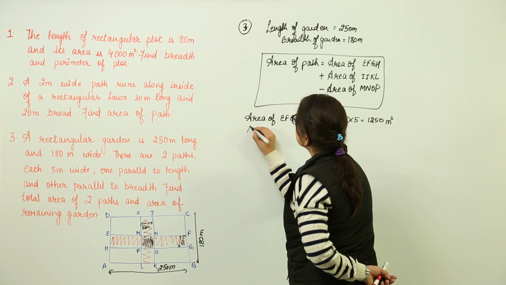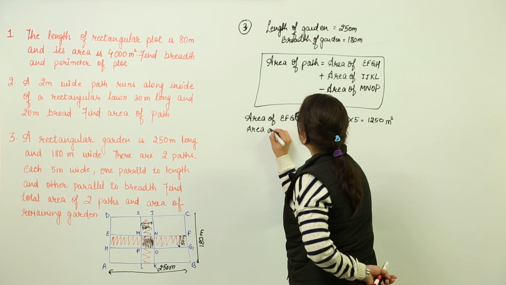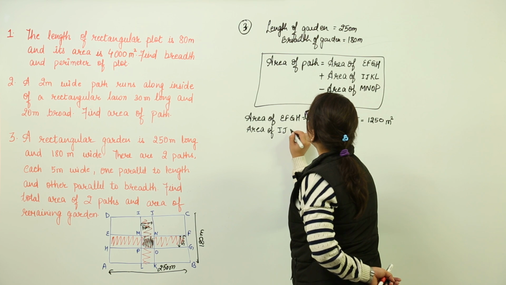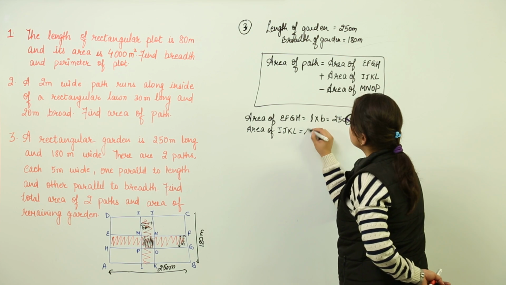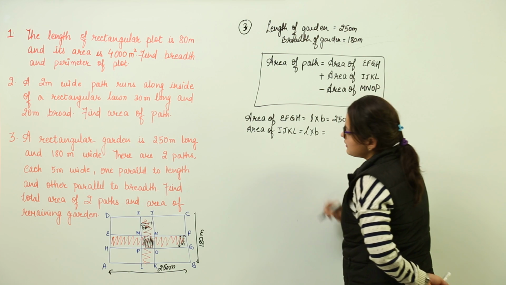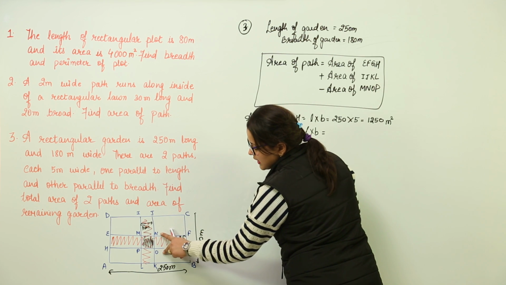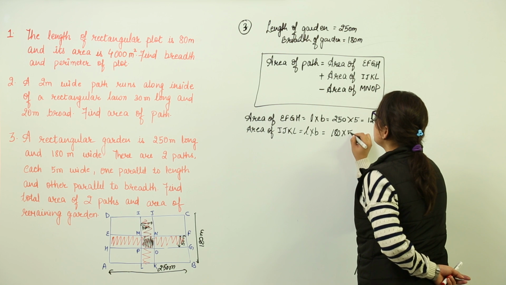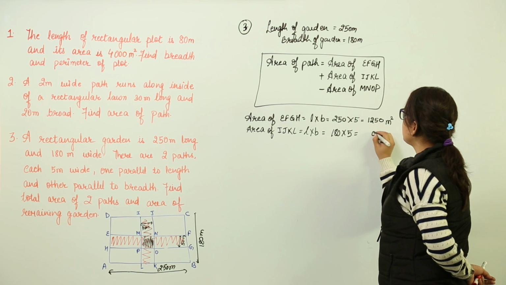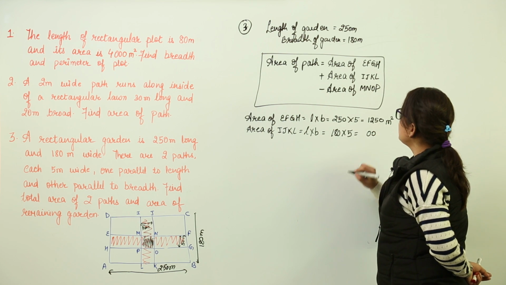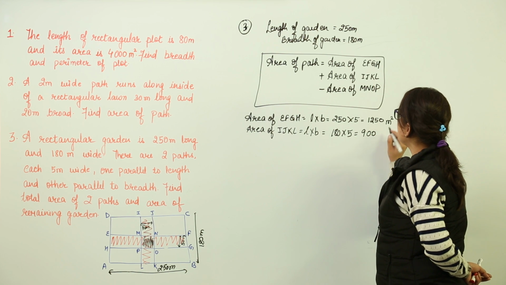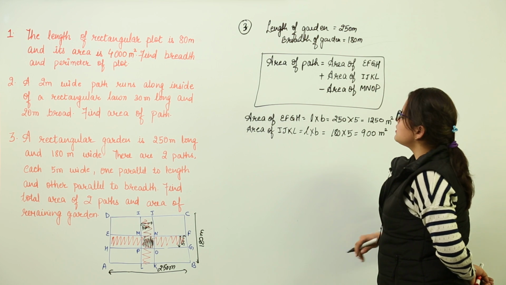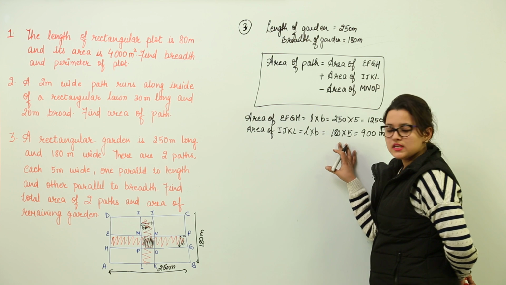Next is that we are going to find area of IJKL. Now the same way we are going to multiply its length and breadth. The length for IJKL would remain 180 and the breadth in the same way is going to be 5, which will give us 5 8s is 40, 5 1s is 5 and 1, 4, 9. So we get 900 meters square as the area of IJKL.